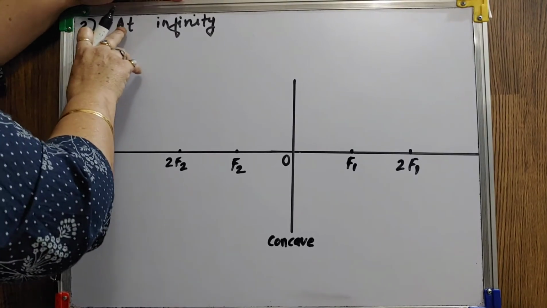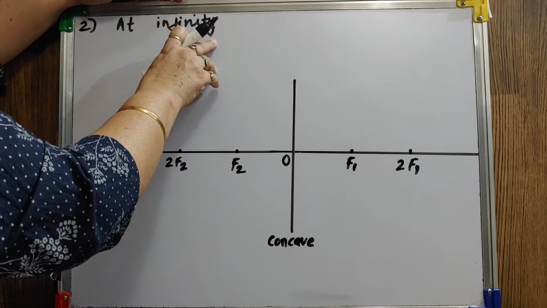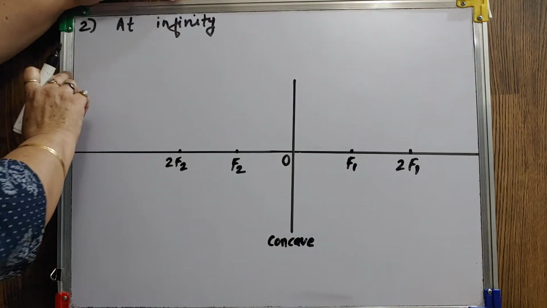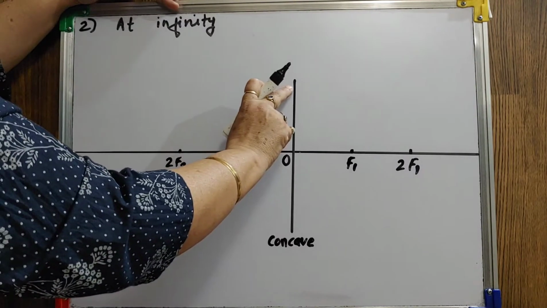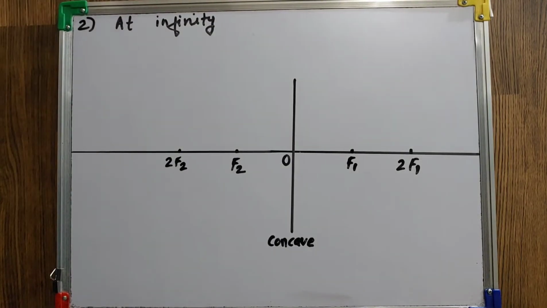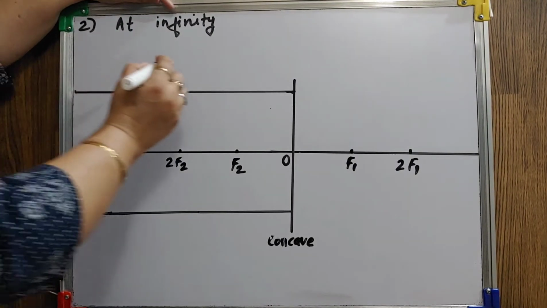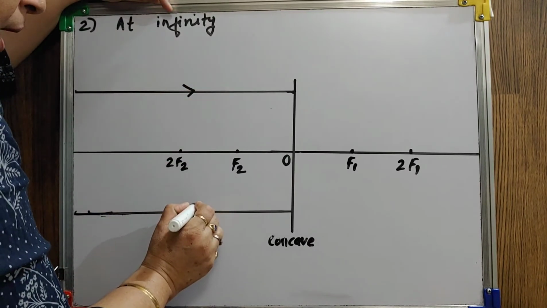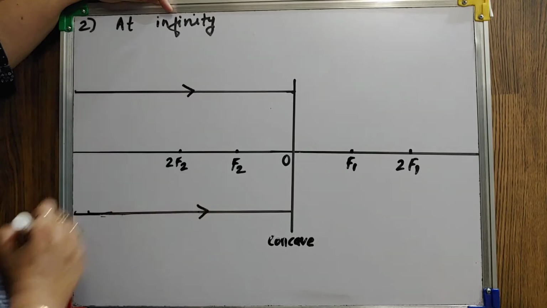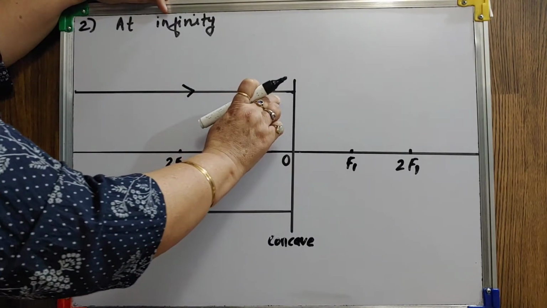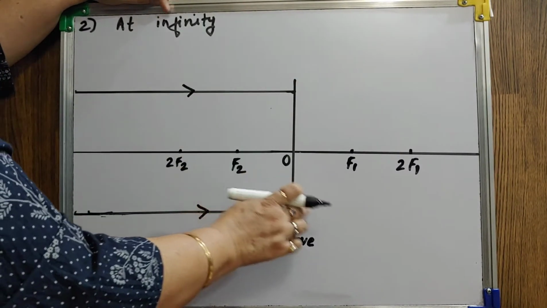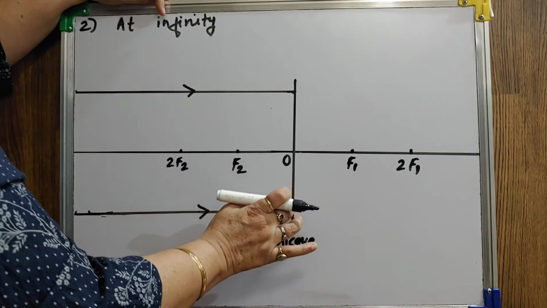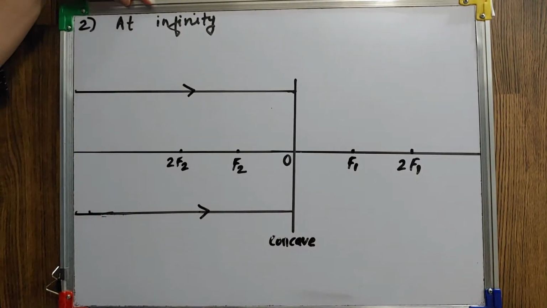Students, now our object is at infinity. Wherever the object is, we don't know where it is, but a line parallel to the principal axis will come. I am considering the ray parallel to the principal axis, above the plane also, below the plane also. This ray will also diverge. This ray will also diverge. This will diverge in the upward direction. This is below the plane, so it will diverge in this direction.